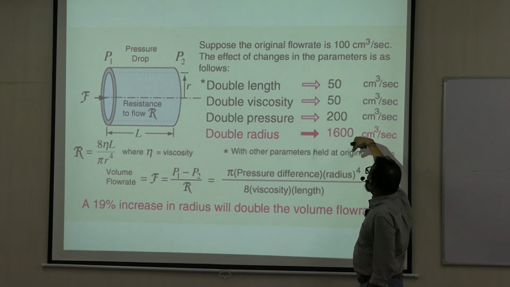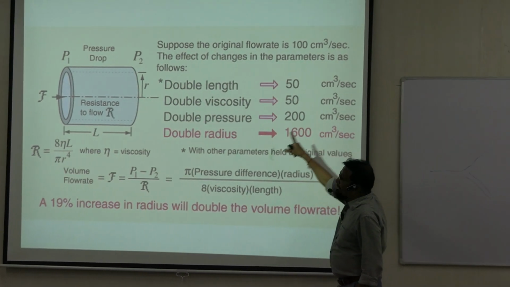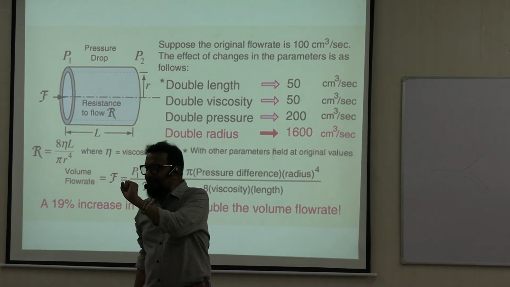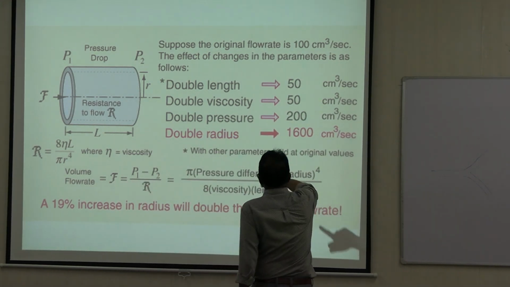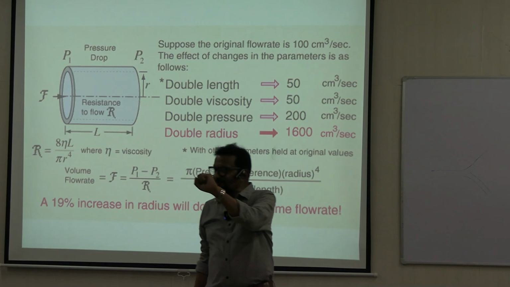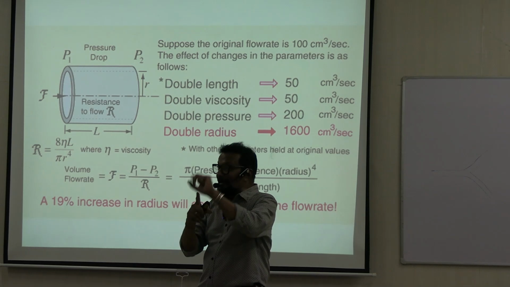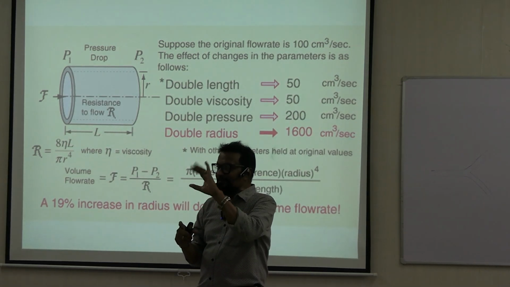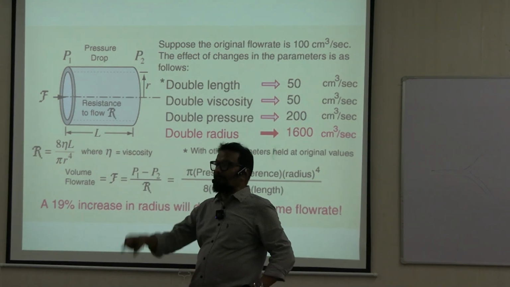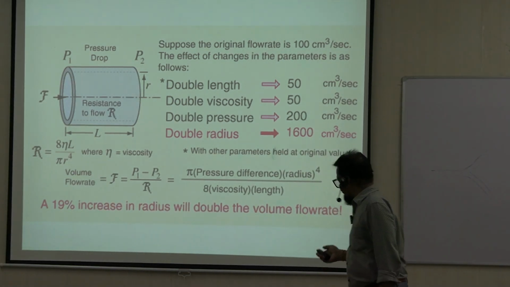Since it has a direct relationship, flow is doubled, and if you double the radius, see, that's why we say that if you change the radius of the blood vessel a little, there may be a huge change in blood flow. Minor change in blood vessel radius, major change in blood flow. This is actually done by the nervous system. By increasing and decreasing the diameter, it can control the blood pressure and the blood flow. A 19% increase in radius will double the volume flow rate.